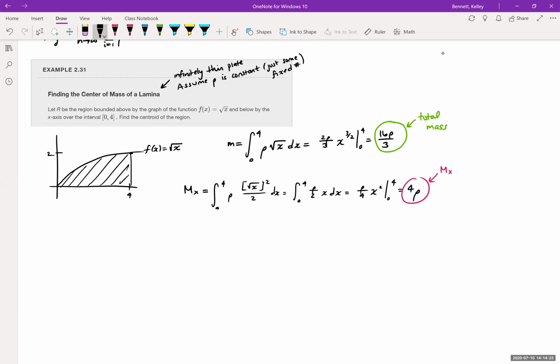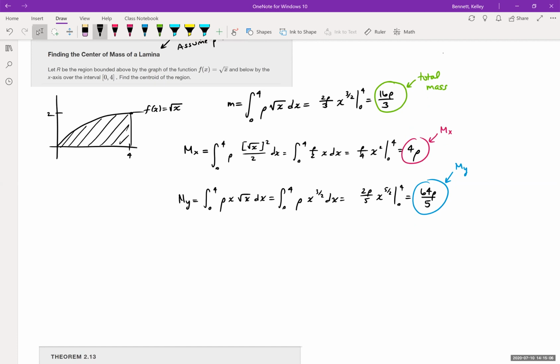The next thing we need to compute is m sub y. So this is the other integral from 0 to 4 of rho x times f of x dx. So if I simplify the integrand a bit, I'm going to get rho times x to the 3 halves dx, which will leave me with 2 rho over 5 x to the 5 halves from 0 to 4. So that gives me 64 rho over 5. This is m sub y.